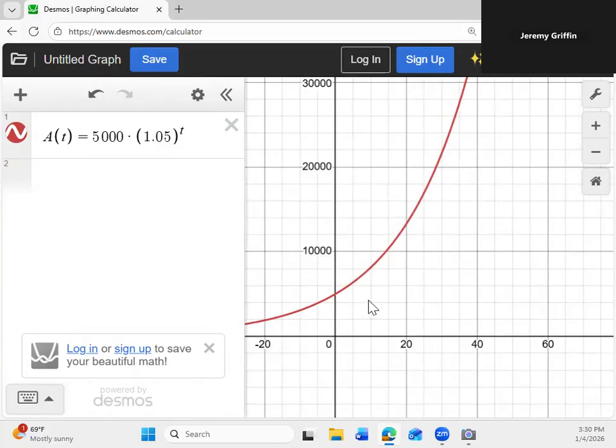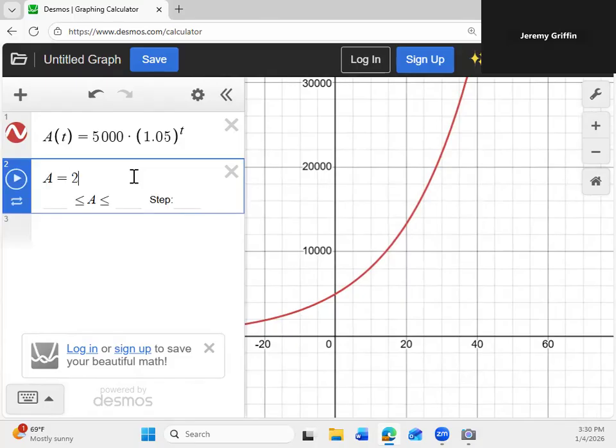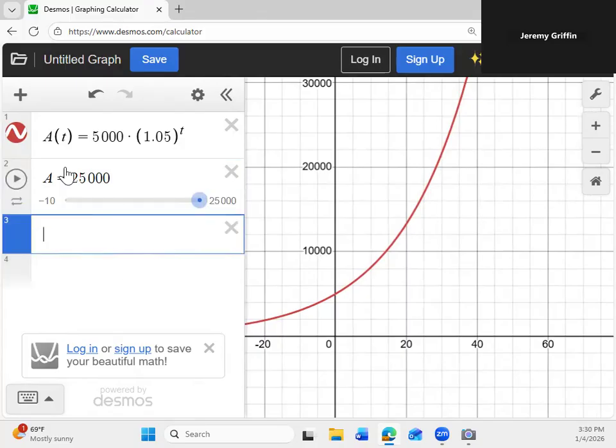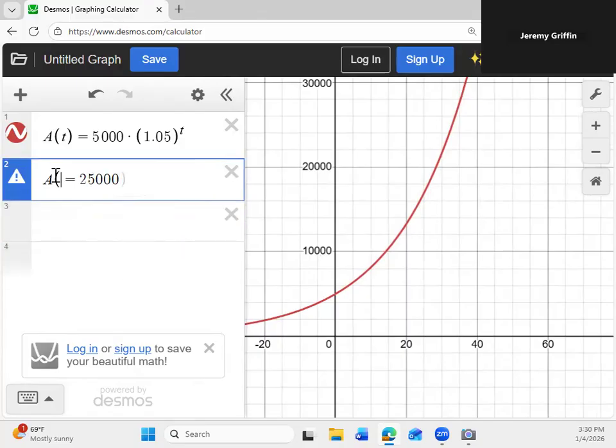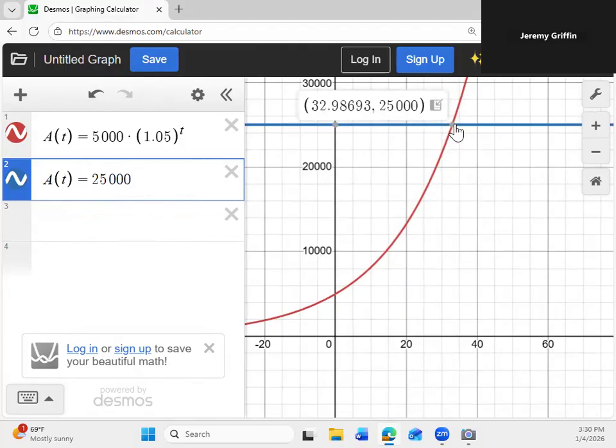There's your curve. What are we looking for? We want to go to $25,000, so of course I want to scale this up to 25,000. Let's make a new equation here. A equals 25,000, as a function of time. There we go. And then wherever these cross, bam, that's your answer.